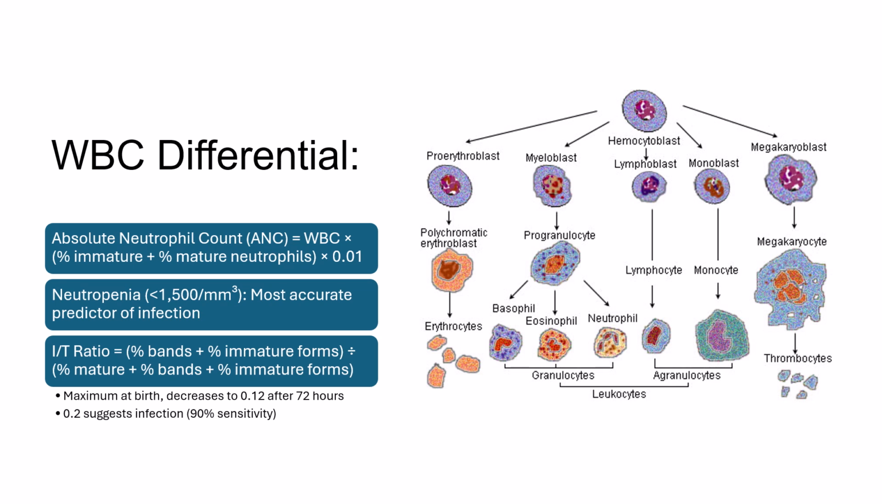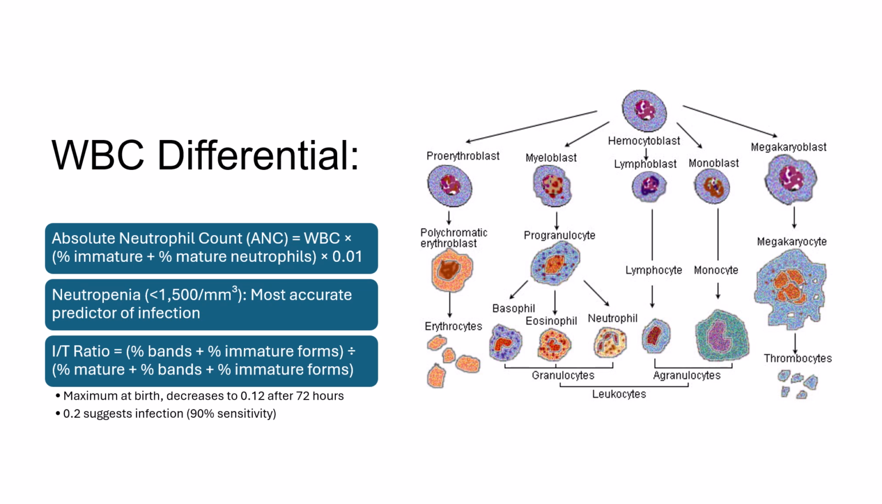Another critical calculation is the I to T ratio, which is the immature to total neutrophil ratio. It's calculated as the percentage of bands plus immature forms divided by the percentage of mature neutrophils plus bands plus immature forms.